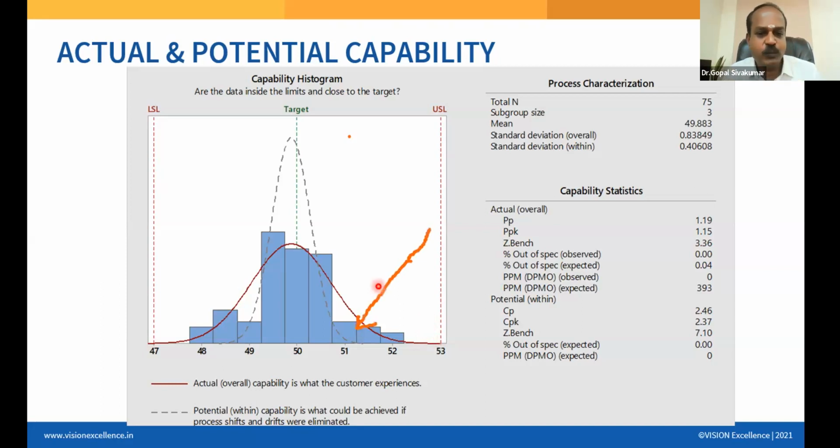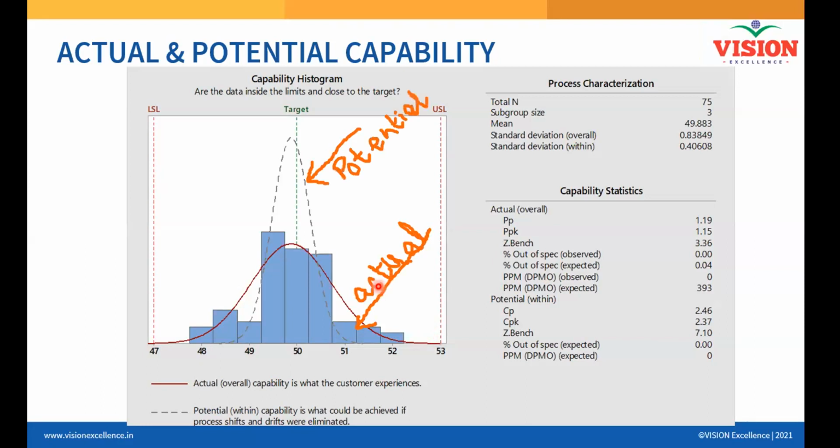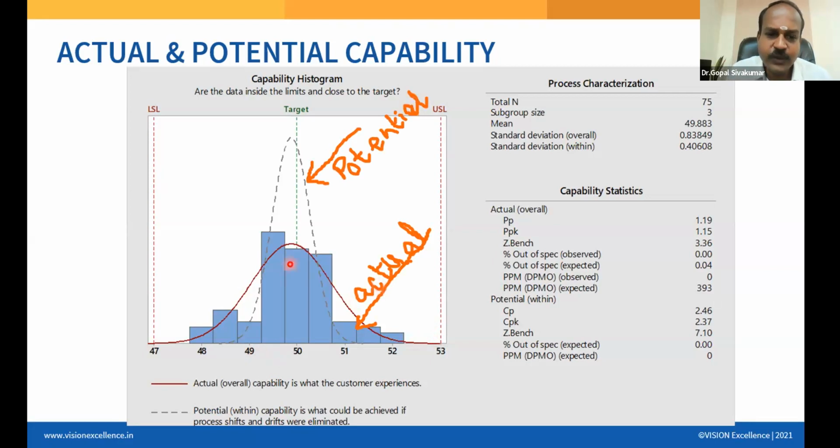So, when I look at the red color curve, I am referring to PP and PPK. But according to the current data, when I look at the dotted line, I am referring to CP and CPK. You should always know which curve you want to refer to. If you want to refer to the dotted line, look at the CP and CPK. If you want to refer to the red color curve, you must refer to the PP and PPK value and then take your decision.